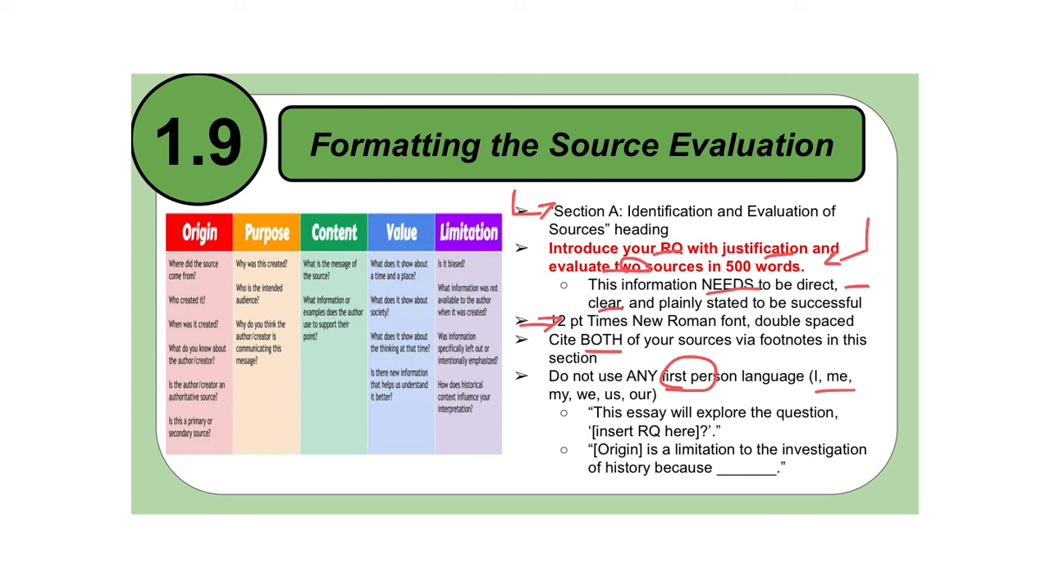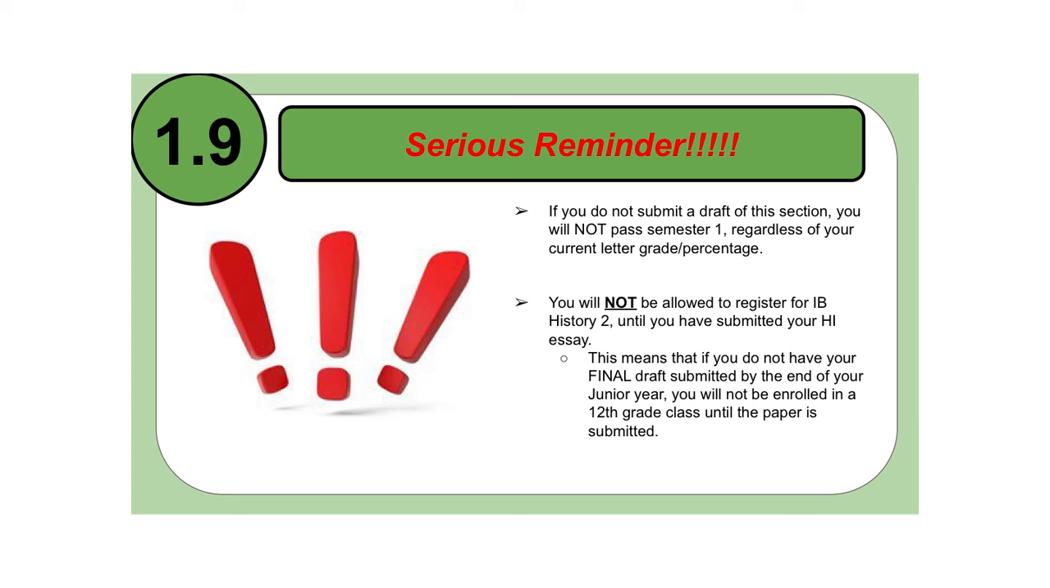A perfect way to get the ball rolling is: this essay will explore the question, and then insert your research question here. And then: whatever the origin of your document is a limitation to the investigation of history because, and then put your reason here. This is how simple your sentences really should be. Just jump right in and get it done, because you only have 500 words, and you have to be direct, clear, and plainly stated.